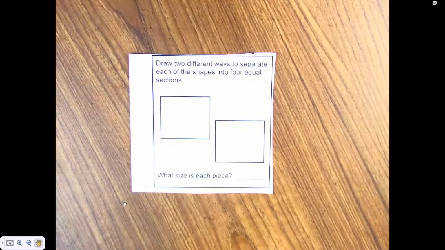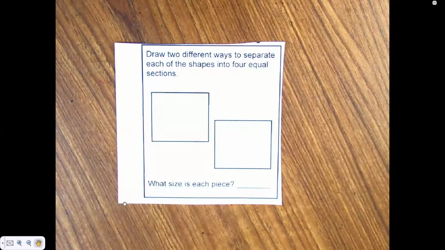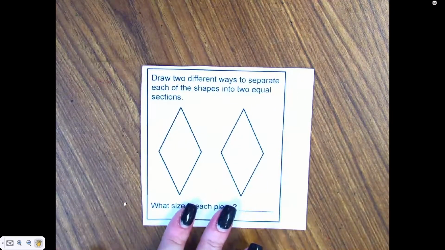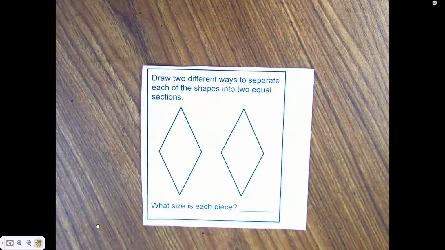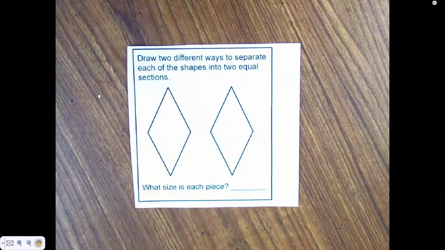So we want to draw 2 different ways to separate each of the shapes into 4 equal, oh wait, hold on, that's kind of what we just did. Let me do this one. All right, draw 2 different ways to separate each of the shapes into 2 equal sections. So how could I divide these diamonds into 2 equal sections in 2 different ways? Make an X. Is that going to make 2 though?